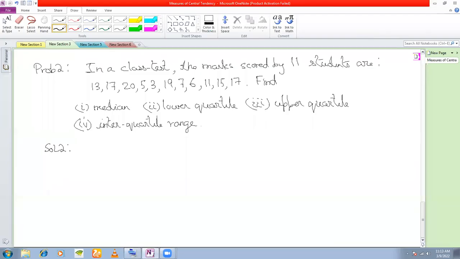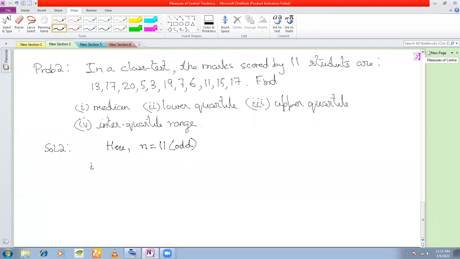So look at this question. This question here is in a class test, the marks scored by 11 students are given. So here, since the marks of 11 students are given, how many observations are given? There are 11 observations that are given, right? And 11 is odd, right?